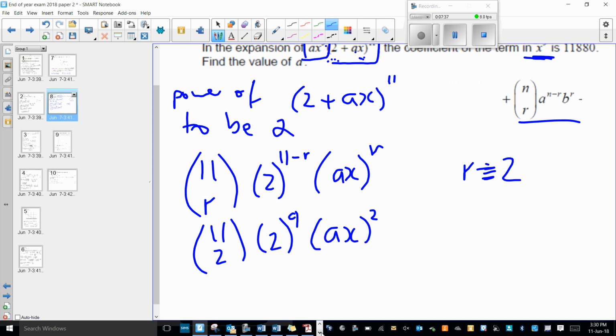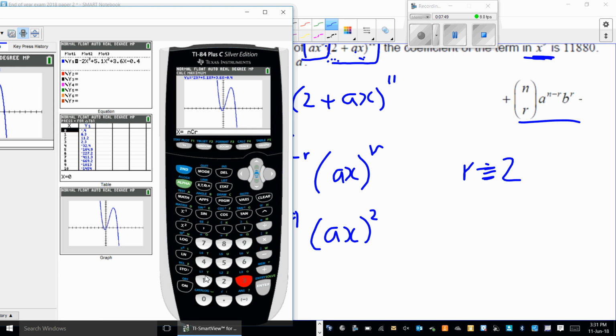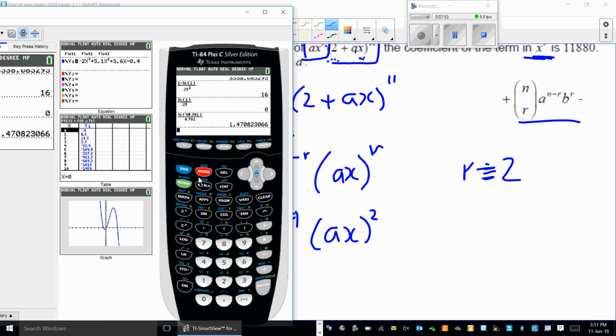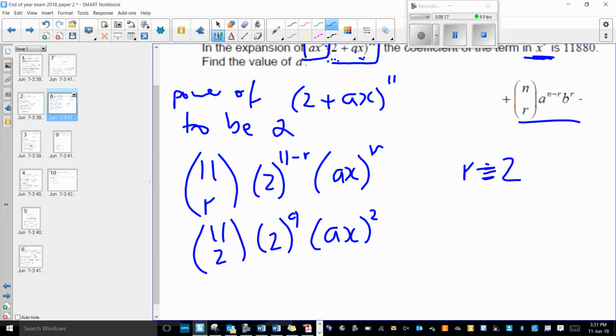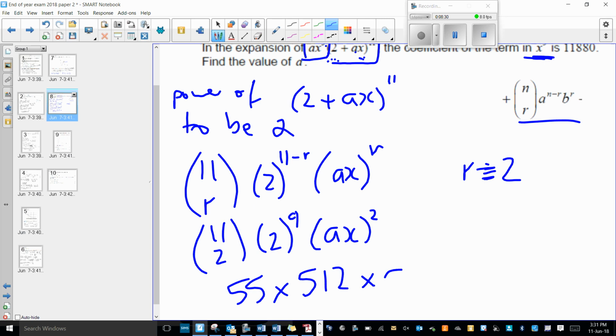So we're going to find out what these values are. So calculator, nCr. Okay, so we're finding 11 choose 2, so it's 55, multiplied by 2 to the power 9, which is 512, multiplied by a squared x squared. Okay, so that's that term.